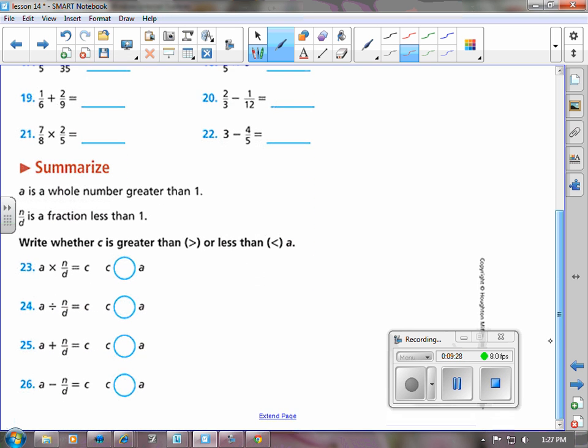I want to come down here and talk about these. Is C going to be greater or less than A when you multiply? Well, A is going to be bigger because now you're talking C is a portion of A. When you divide, C is going to be greater. There's going to be more bits and pieces, right? When I add a fraction, the answer is going to be larger, right? It's like saying if this was 1 and this was a half, well, C is going to be larger. When I subtract, however, A is going to be larger.